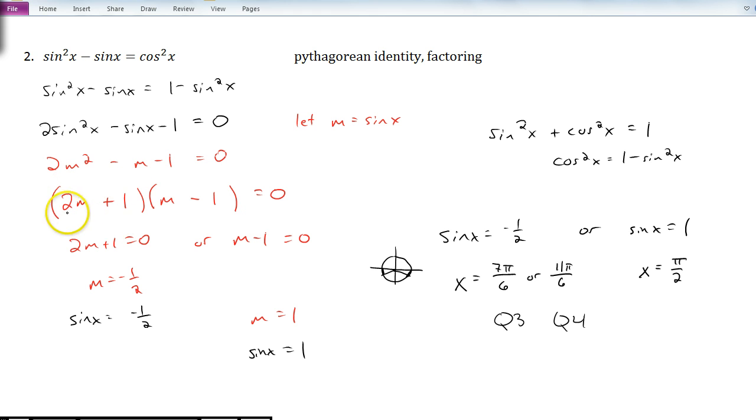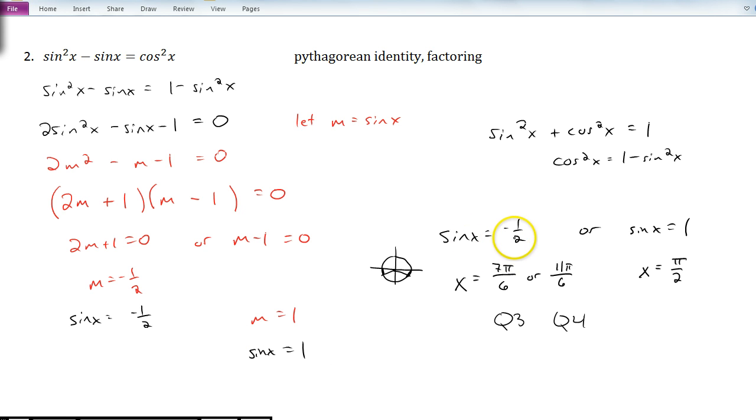That factors nicely into 2m plus 1 times m minus 1 equals 0. So 2m plus 1 equals 0, or m minus 1 equals 0. m is equal to negative 1/2, or m is equal to 1. And then you unpack the suitcase and you get sine x back. Sine x equals negative 1/2, sine x equals 1. That's just the algebra.